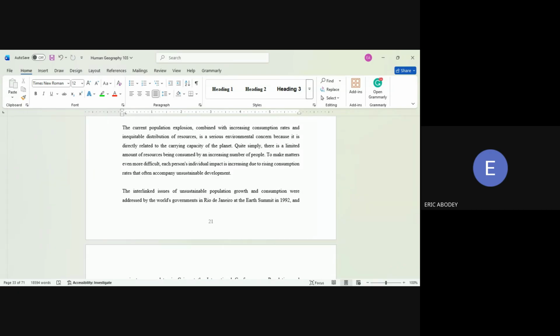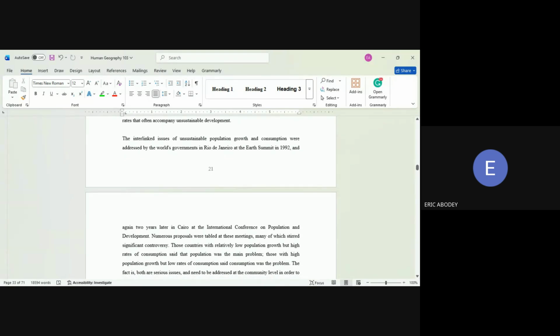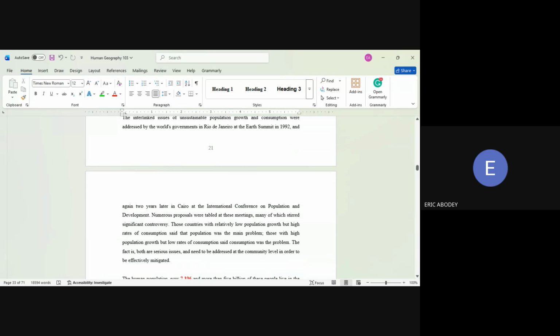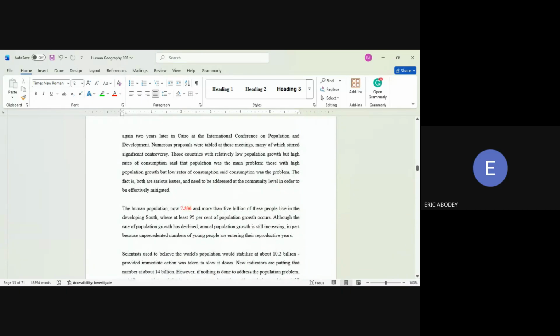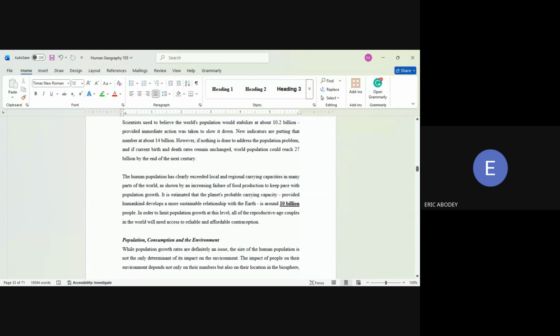But when we come to the population side, they are still raising awareness on really managing population in response to the limited resources that we have. So in 1992, far away in Rio de Janeiro, Brazil, the world met. We had an Earth Summit in 1992, and it was to address population growth and consumption issues. Later in Cairo, the International Conference on Population and Development, numerous issues came up, and that is what the world is aligning to. That one I leave to you to read on your own.